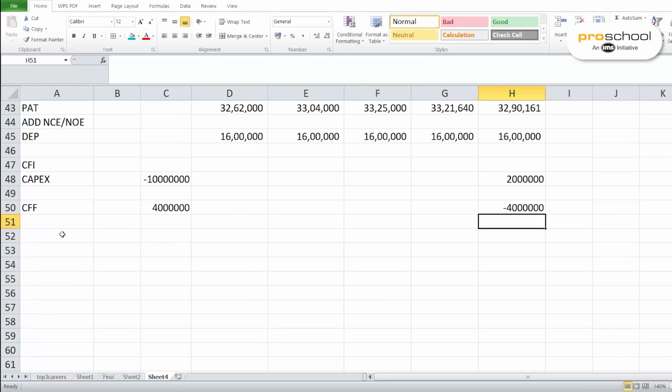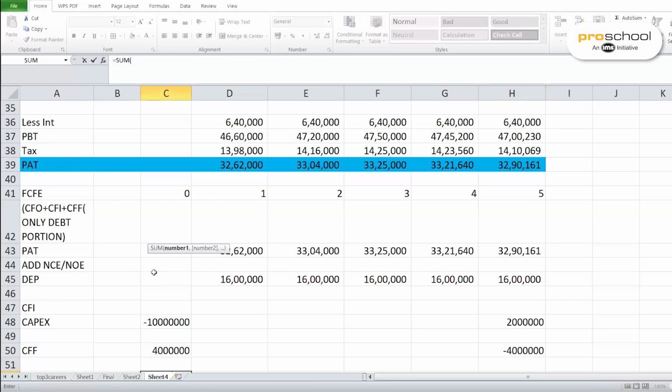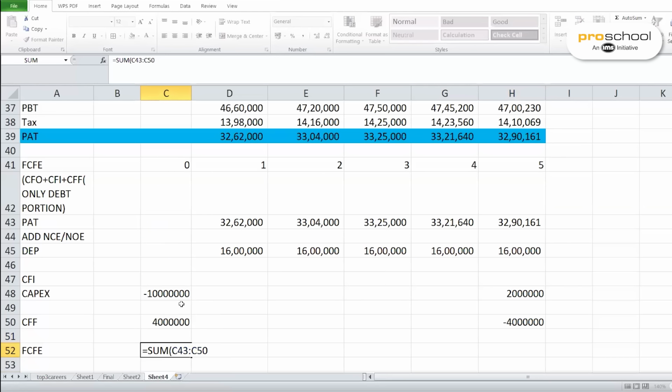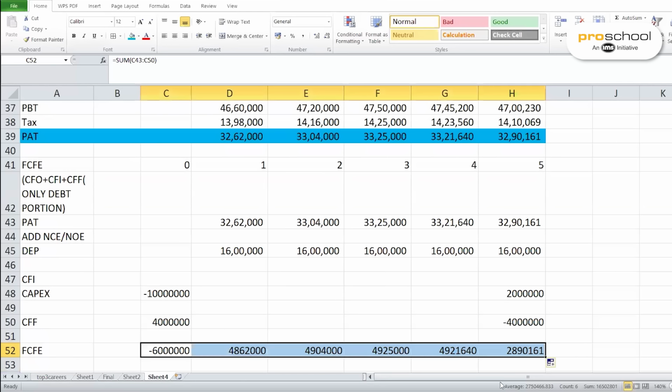Now, we simply calculate our FCFE, free cash flow to equity, by adding all the figures we have calculated over here. So simply add these figures and you will get the cash flow for your company for the next 5 years. In the first year 0, cash is flowing out. First year, second year, third year, fourth year, and fifth year, we are seeing the positive flows, right?